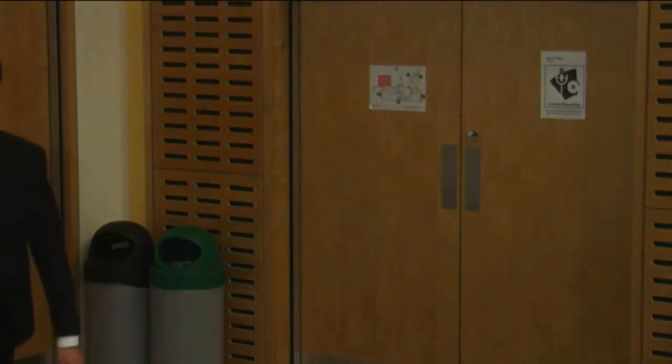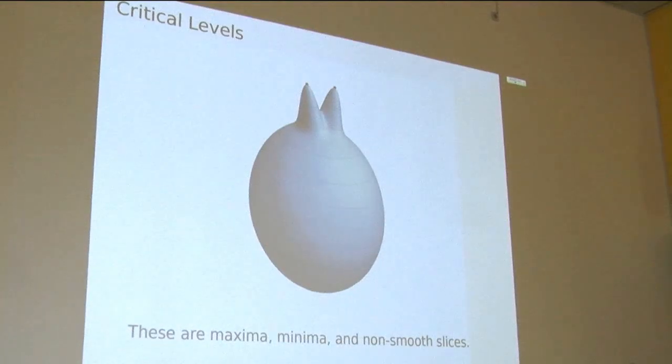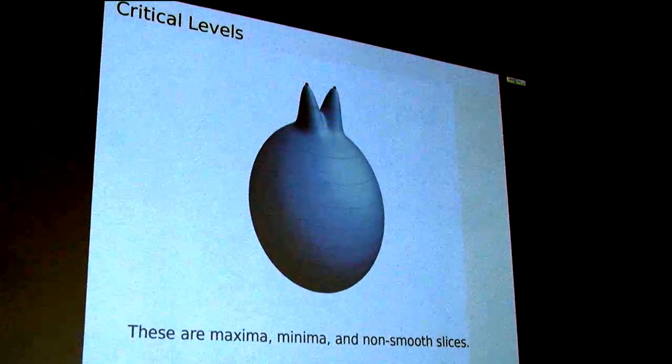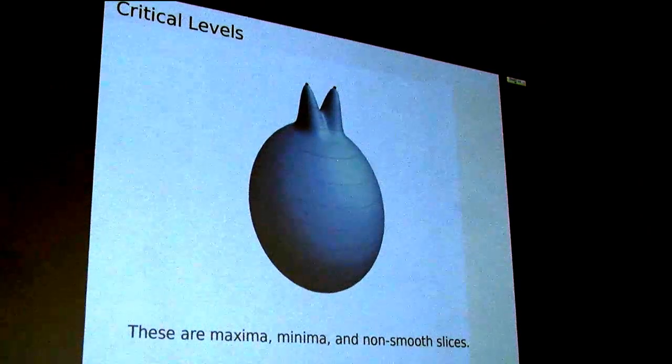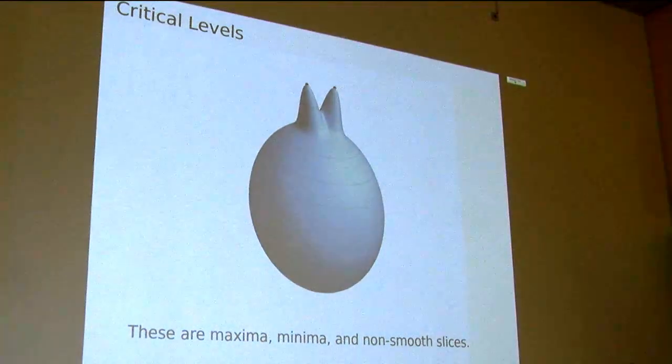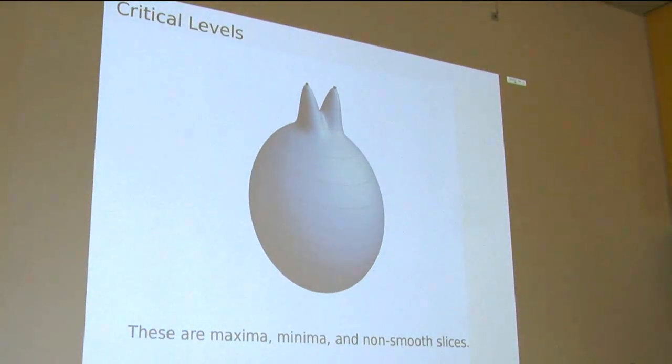I can't show this on the picture because it's underneath, but there's one there at the bottom, right? So there's two critical levels here at the top, one at the bottom. And there's another critical level, which is where the slice is not smooth. Let me tell you what I mean. You know this shape has been divided up into slices. What does it mean for this slice not to be smooth?